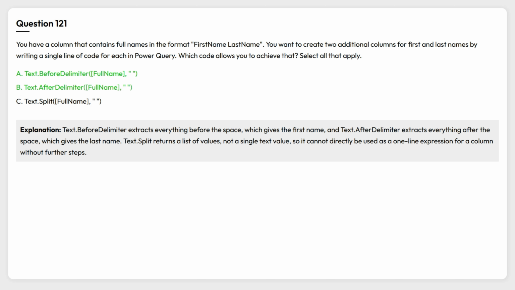Text.BeforeDelimiter extracts everything before the space, which gives the first name, and Text.AfterDelimiter extracts everything after the space, which gives the last name. Text.Split returns a list of values, not a single text value, so it cannot directly be used as a one-line expression for a column without further steps.